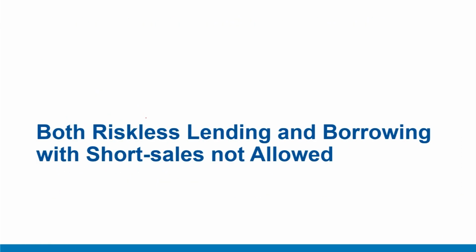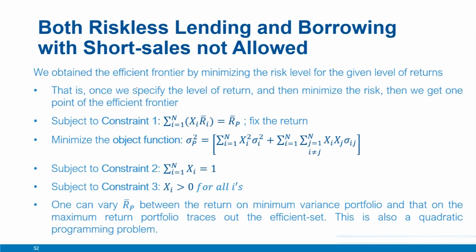In this video, we'll formulate the equations for riskless lending and borrowing not allowed and short sales also not allowed. Again, the actual mathematical derivation is outside the syllabus and mandate of this discussion. Recall that we obtained the efficient frontier by minimizing the risk levels for the given level of return. So we said that for a given level of risk, we'll maximize the return, or for a given level of return, we'll minimize the risk. So for example, once you specify the level of expected return from the portfolio, then you minimize the risk and you get one point on the efficient frontier.